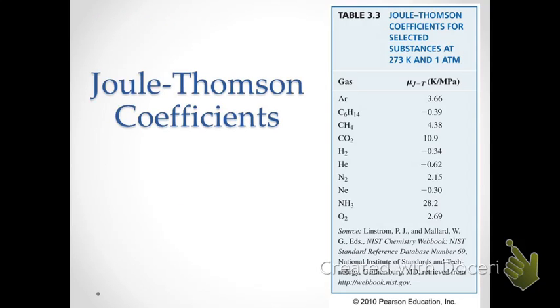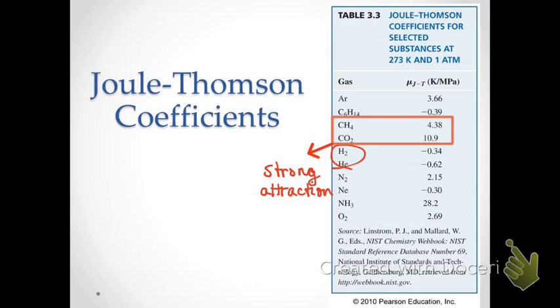Here is a table of Joule-Thomson coefficients for various gases. You'll notice that hydrogen and helium, for example, have negative values for the Joule-Thomson coefficient. They are relatively small, but that means that they will tend to heat a little bit during expansion. On the other hand, carbon dioxide, as we just mentioned, has a relatively large positive value, which means that it will cool on expansion. Looking at methane, CH4 is also positive and it will cool on expansion. And that means we have strong attraction in those situations where it cools on expansion.